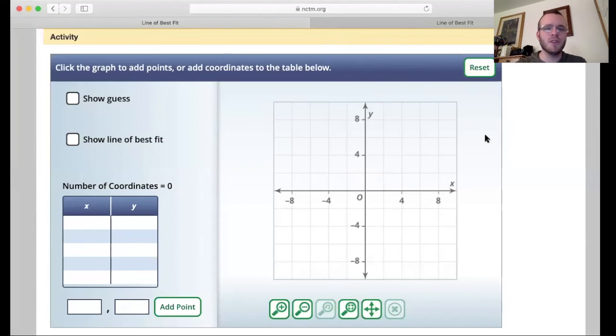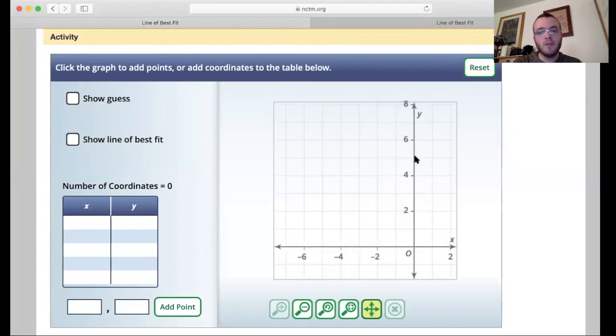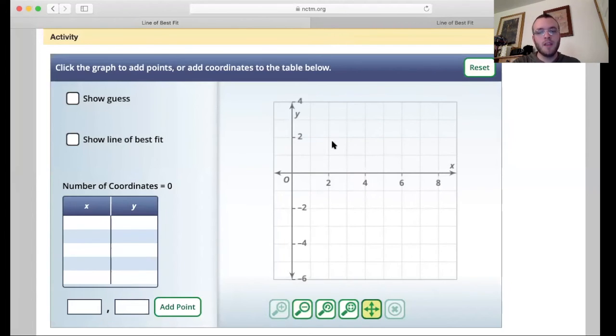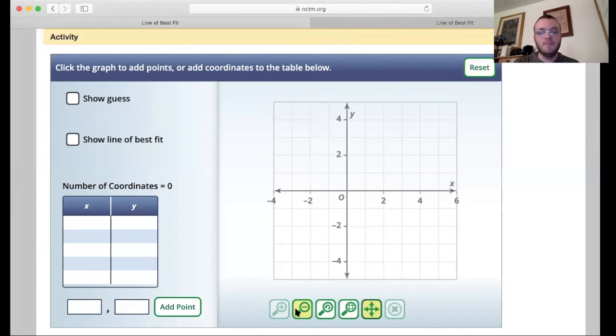So now what I want you to do, add 5 points anywhere on your grid. You could even zoom out if you want to, zoom in, whatever you wish to do, drag it around if you choose to do so, and add 5 points anywhere, and then we're going to analyze it.